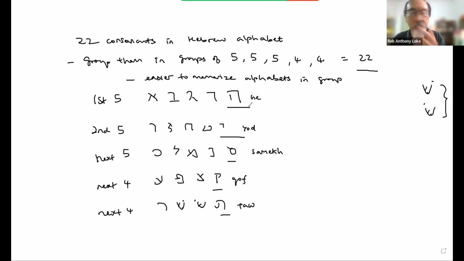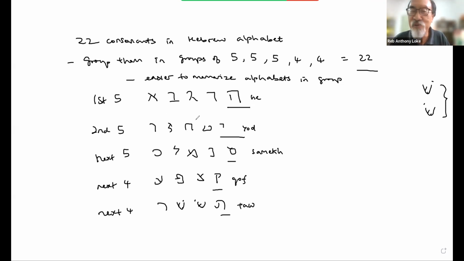And then it's easier to memorize. Okay, in the Google Classroom, I put up one song where they teach Sunday school children in this room how to memorize the Hebrew alphabet. I tried to learn the song. I still cannot learn the song. Maybe some of you can learn the song.